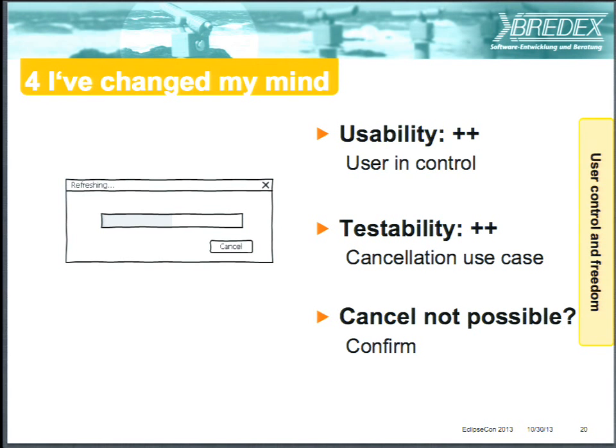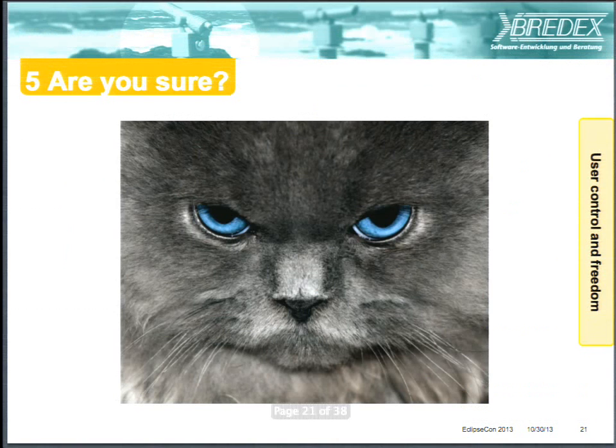Users in control, you can test it better. Everybody's happy. Speaking of confirmation, this is my face when I delete something accidentally and it does not ask me, are you sure? Anyone else ever noticed how close S and D are to each other on the keyboard? You want to save, you end up deleting. Happens to me, right? Okay.